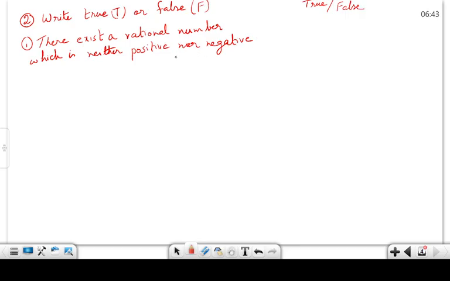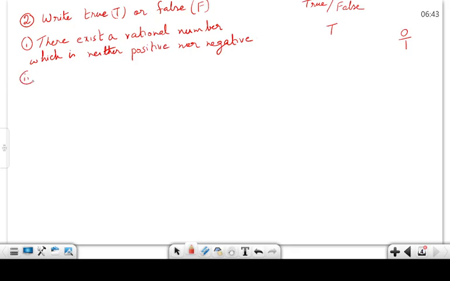Is there a rational number which is neither positive nor negative? Yes, this is true, because 0 is such a number that is neither negative nor positive, and 0 is a rational number because 0 can be written in the form p by q, that is 0 by 1, where q is not equal to 0. That is the definition of a rational number.